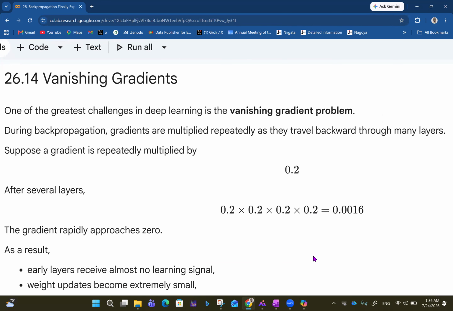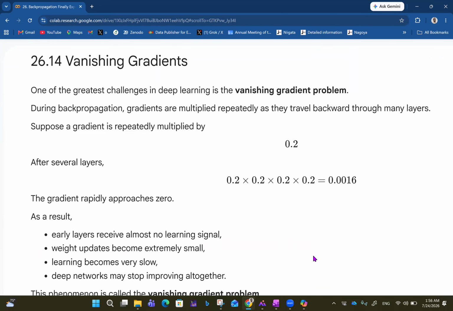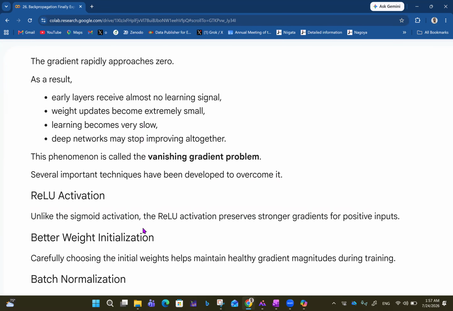Then we talk about vanishing gradients, like we talked about before in previous videos. One of the greatest challenges in deep learning is the vanishing gradient problem. During backpropagation, gradients are multiplied repeatedly as they travel backward through many layers. Suppose the gradient is repeatedly multiplied by 0.2. After several layers, you have 0.0016, which becomes pretty small. So the gradient rapidly approaches zero. As a result, early layers receive almost no learning signal, so weight updates become extremely small. Learning becomes very slow. Deep networks may stop improving altogether.